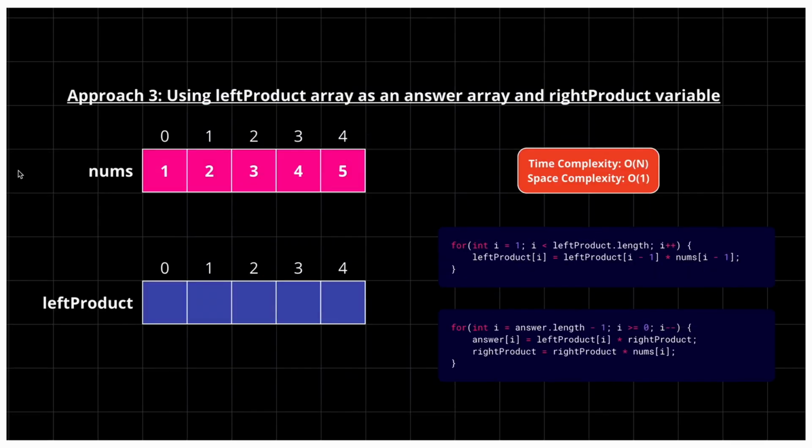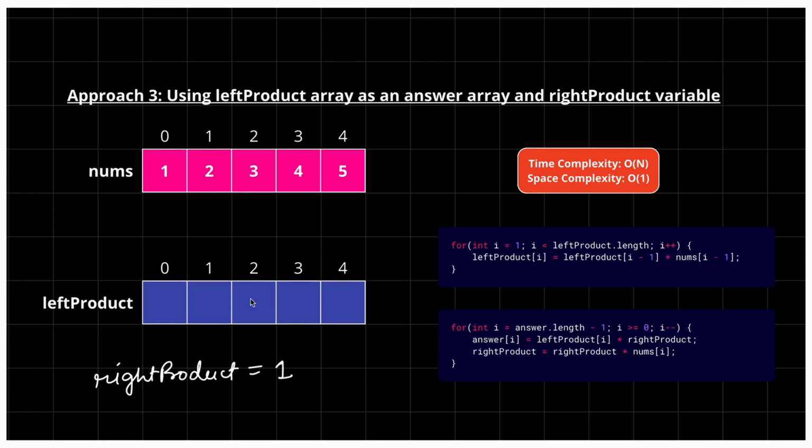Now let's look at approach 3, in which I will be using the left product array as the answer array only, and the right product variable. So let's initiate a right product variable. Let me write it over here, right product, which will be set to 1.